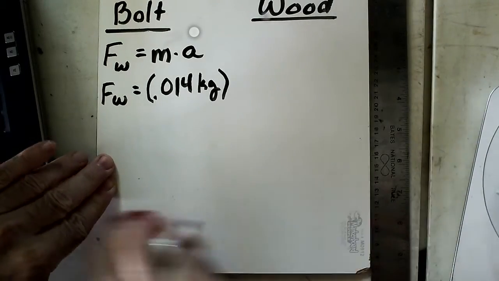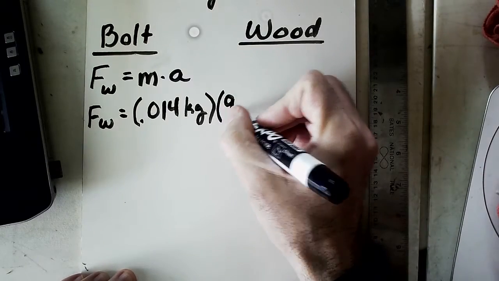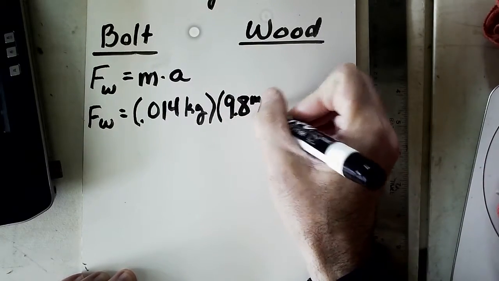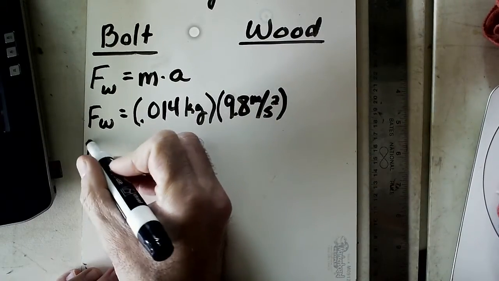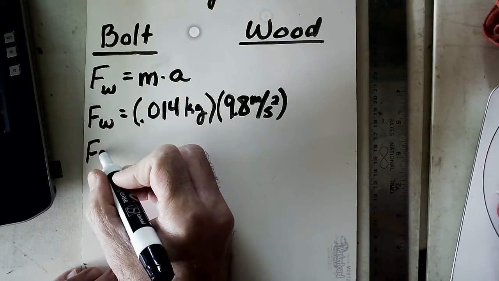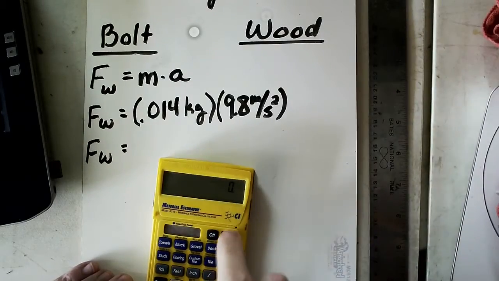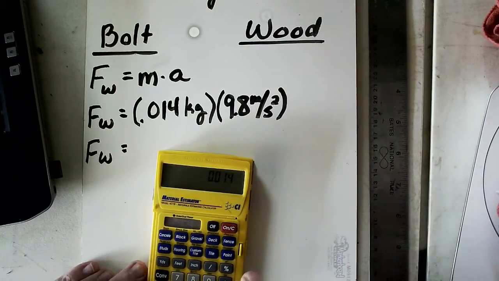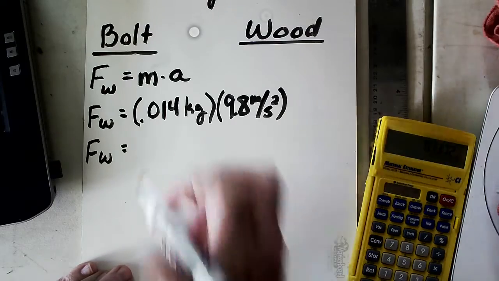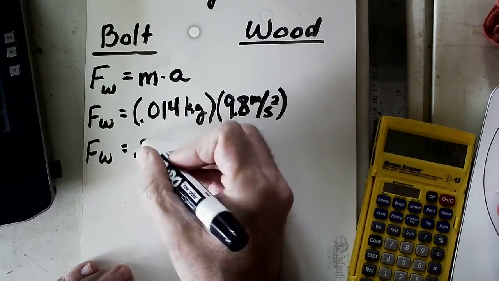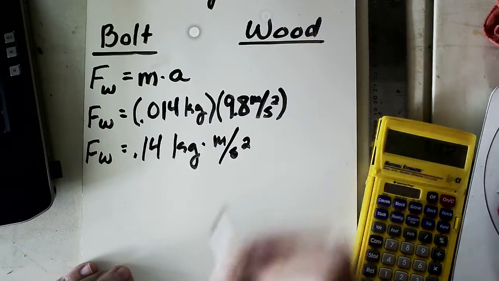Okay, so the acceleration due to gravity doesn't change. Okay, so it's 9.8. And if you don't know how all this works, you can look at my Bernoulli's principle video before this one. Okay, so I have my 0.014 times 9.8. 0.14 is good enough. 0.14 kilogram meters per second squared.